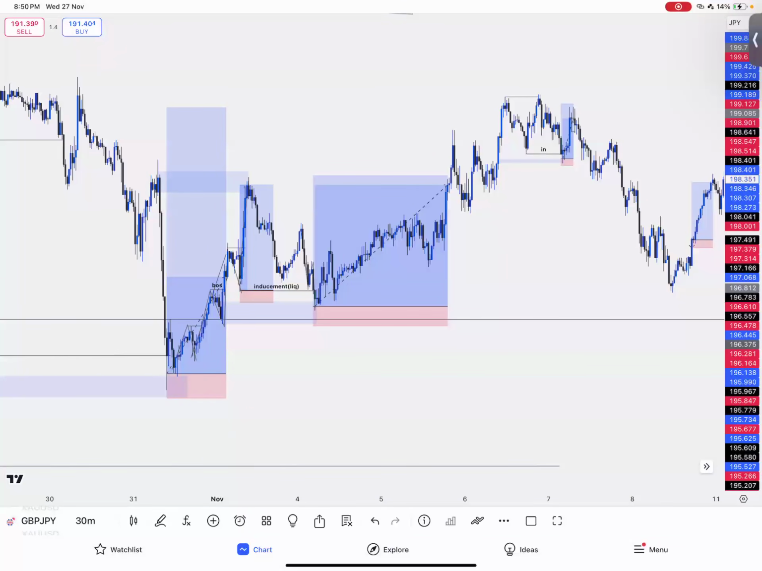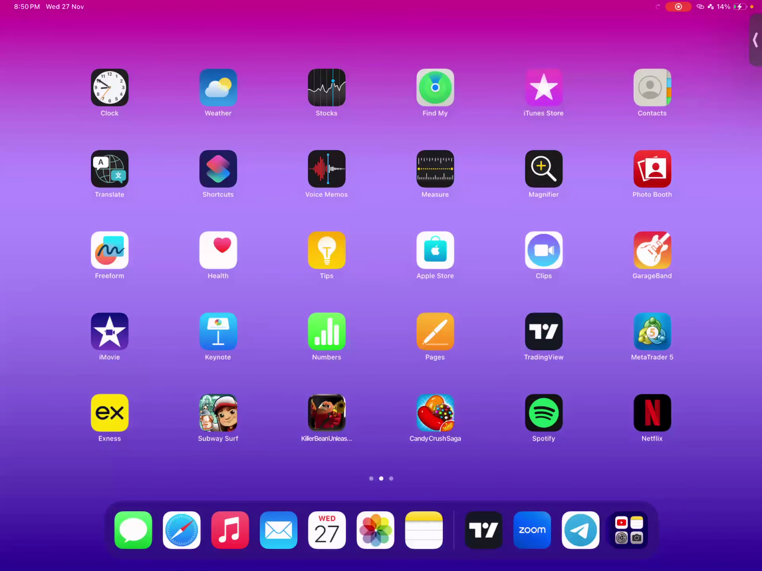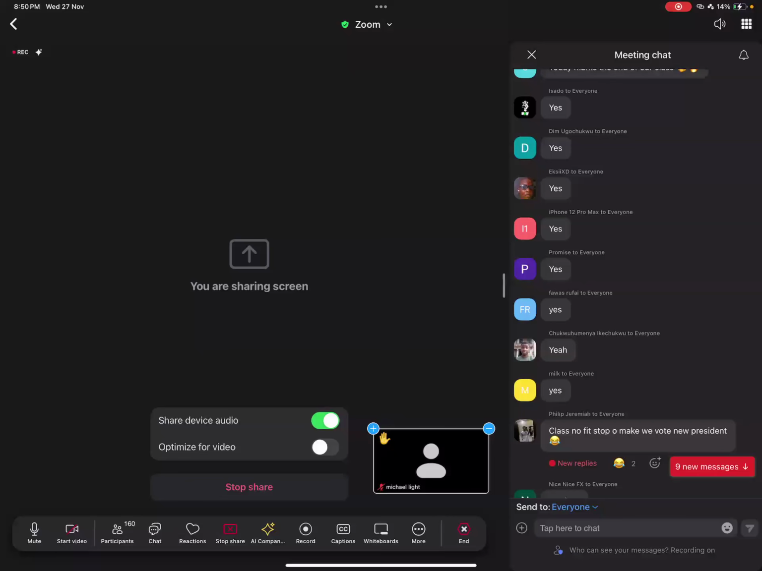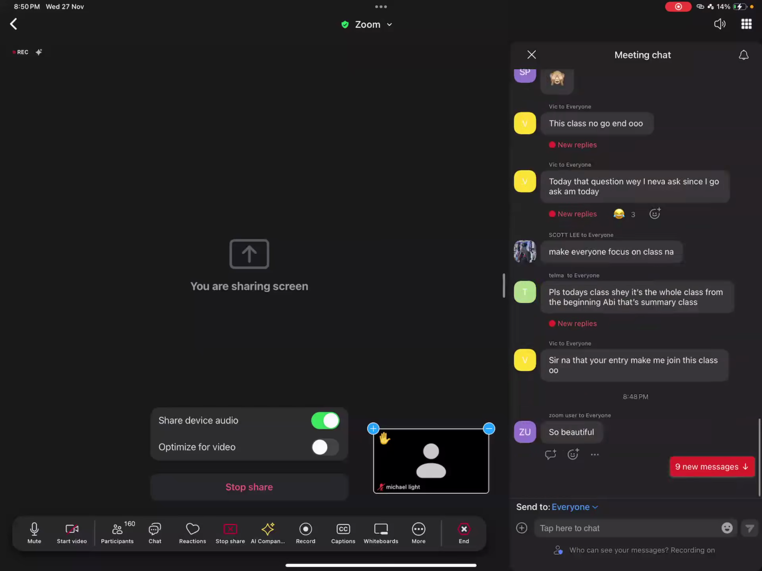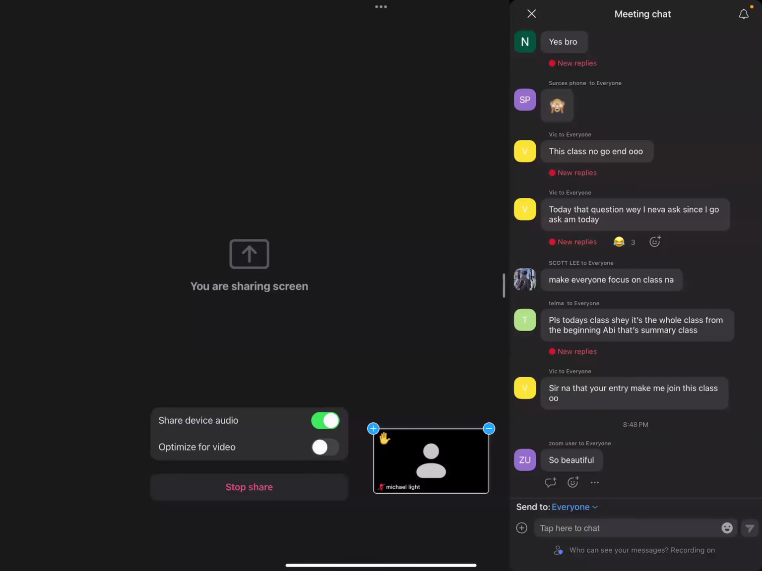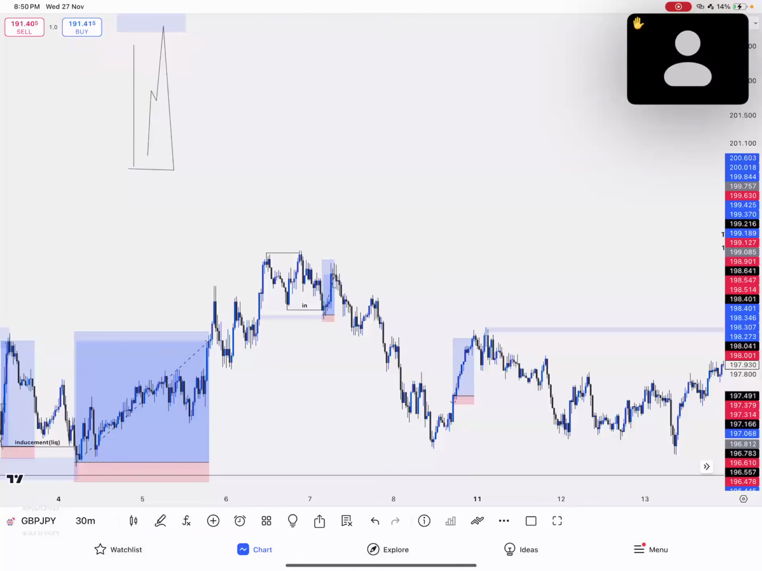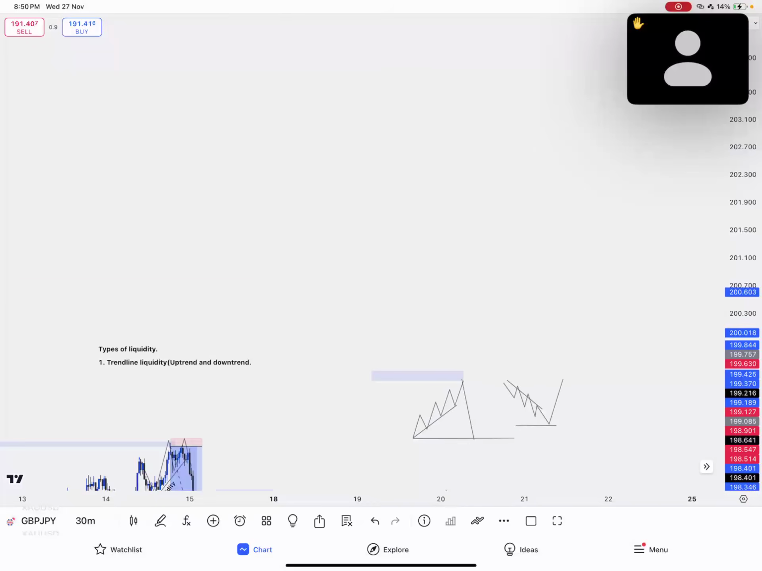You understand? So understanding the pattern the market is using is very, very crucial. That's the difference between break of structure and the market structure shifts. So let me now move on to the next, which is my inducement.